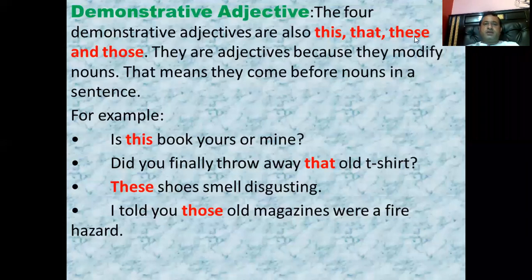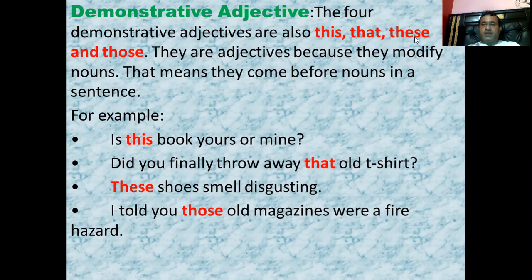So I think these demonstratives are clear to you. Now students, we have discussed determiners and their three kinds till now, that is articles, possessives, and demonstratives. One more kind is there, that is quantifiers, which we will study in the next video. Till then you need to revise all of these, and I hope it is clear to you.